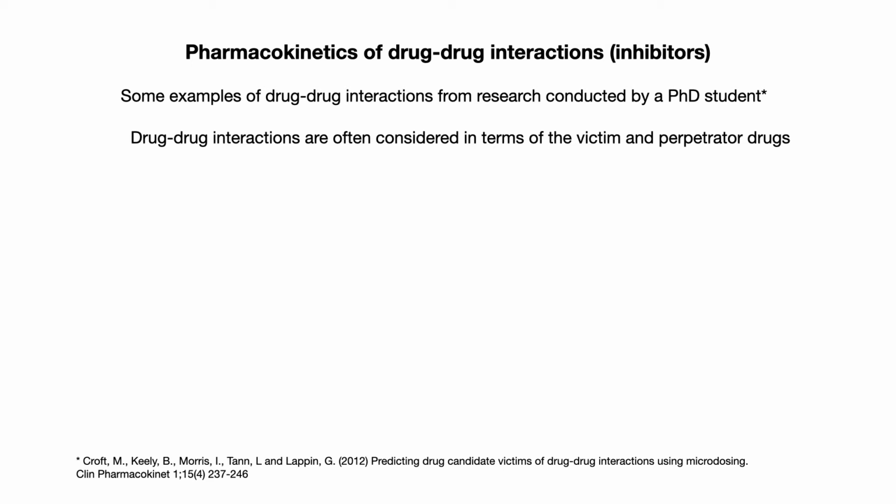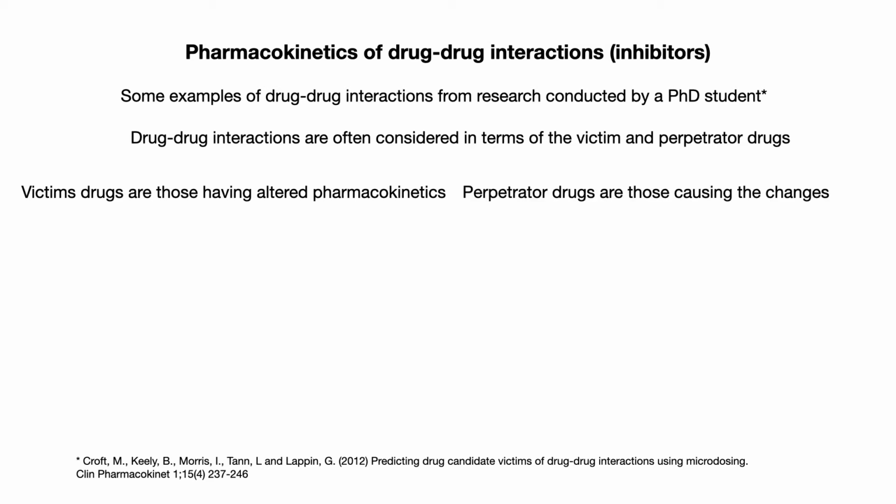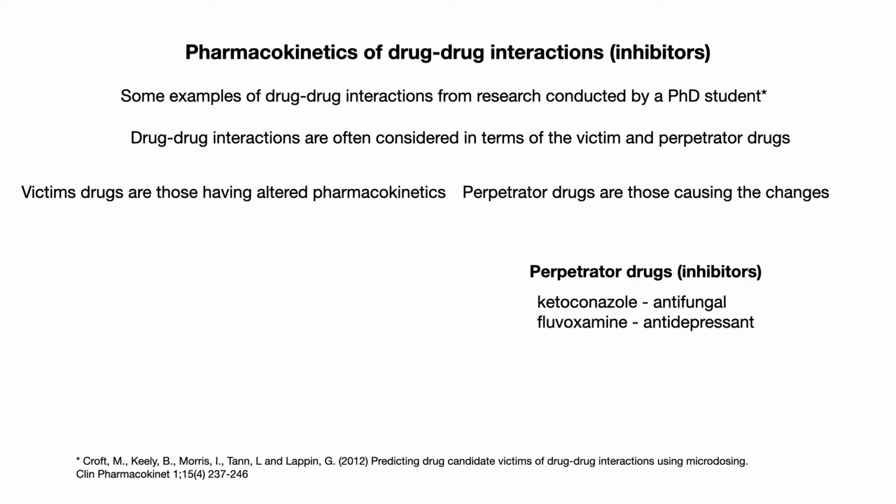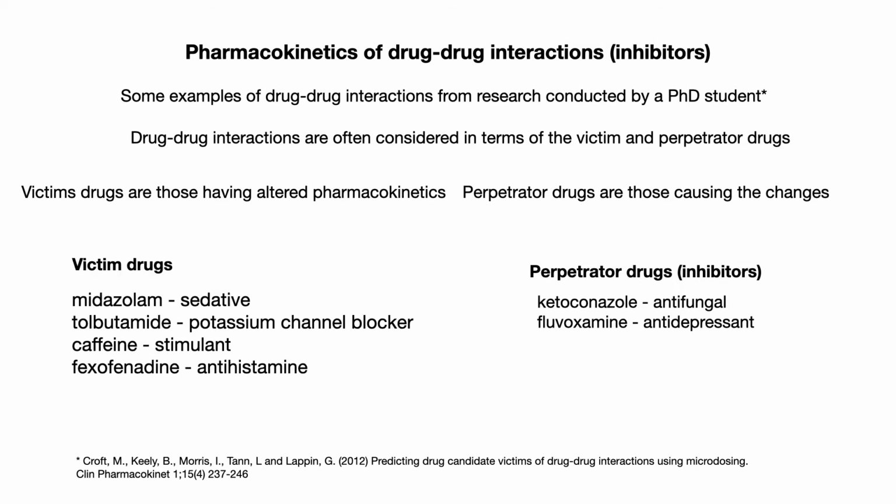Now, drug-drug interactions are often looked at in terms of the victim and perpetrator drugs. The victim drugs are those having the altered pharmacokinetics, and the perpetrator drugs are those causing the changes. The perpetrator drugs in this particular study were inhibitors, and it was ketoconazole and fluvoxamine that were used. The victim drugs in this study were midazolam, tolbutamide, caffeine, and flexophenidine.